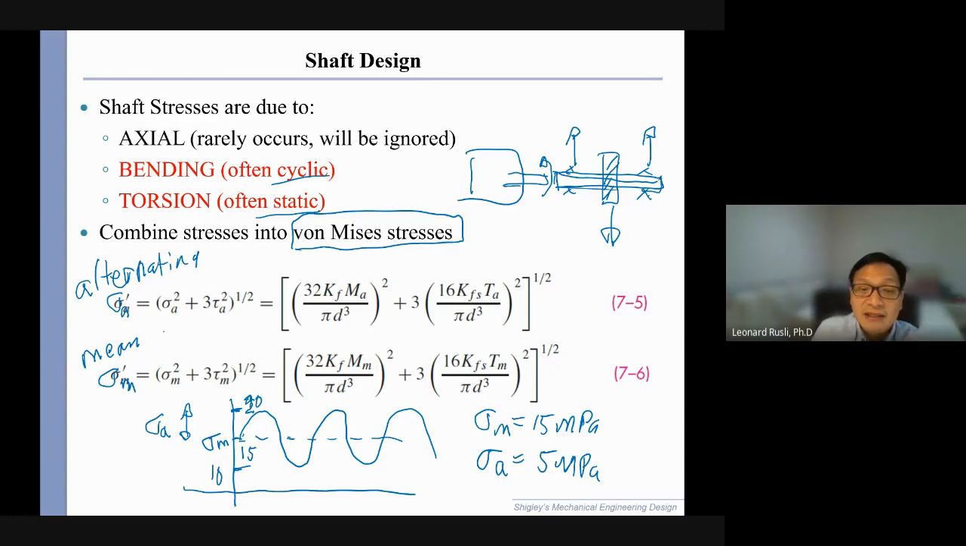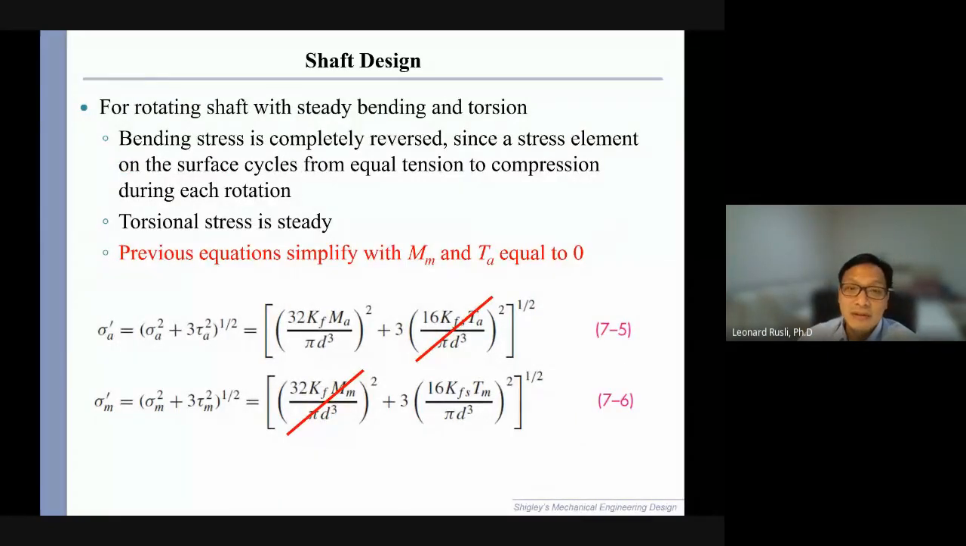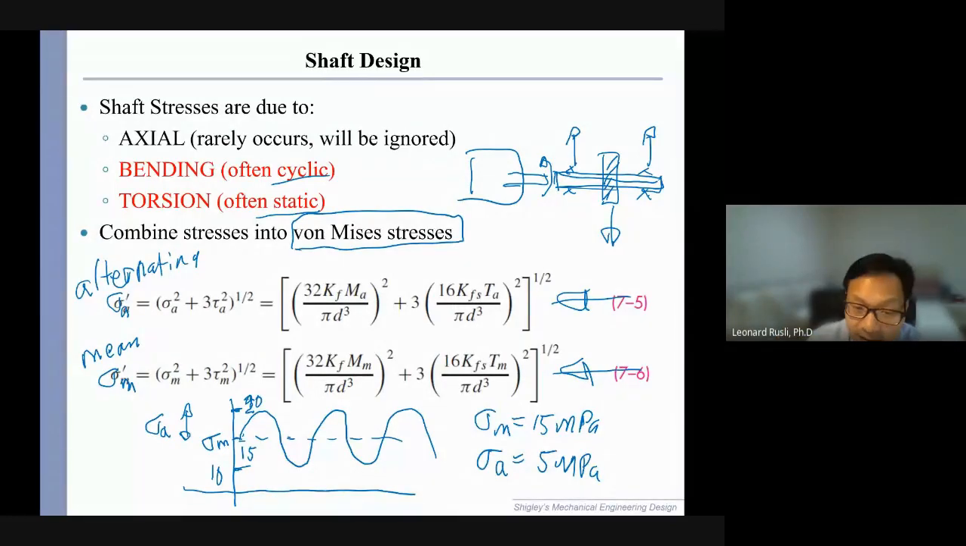So the alternating stress is governed by this equation on the top. The mean is governed by this second equation down below. They're basically the same equation. What's different is only the subscript. There's A, there's M. So MA, MM, TA, and TM each refer to the moment and torsion. In a typical shaft, there is the moment and there is the torsion, right? MA is the alternating moment. MM is the mean moment.